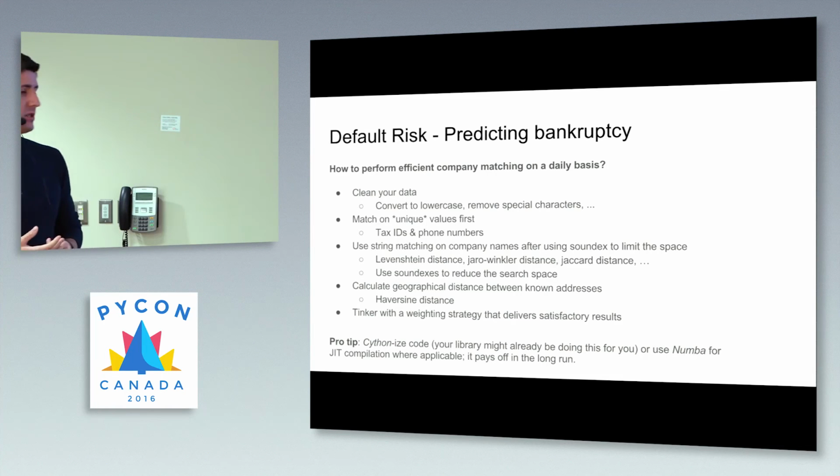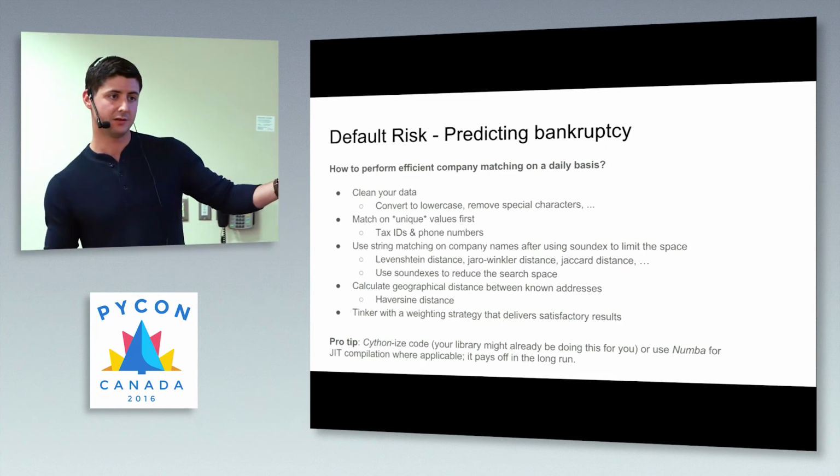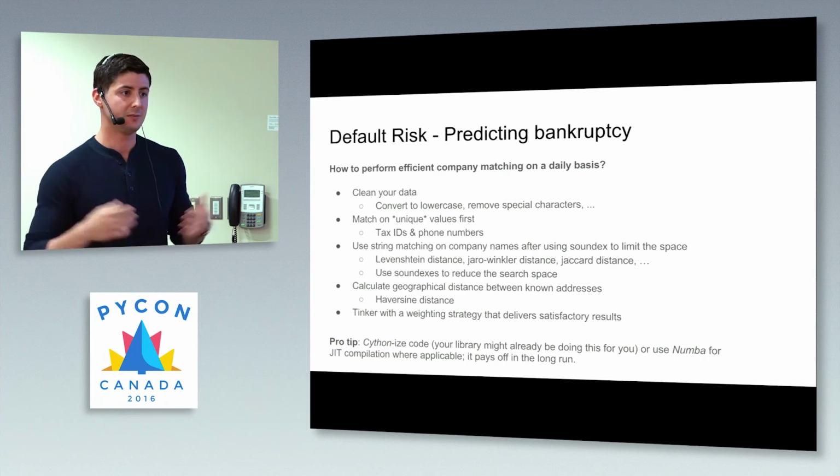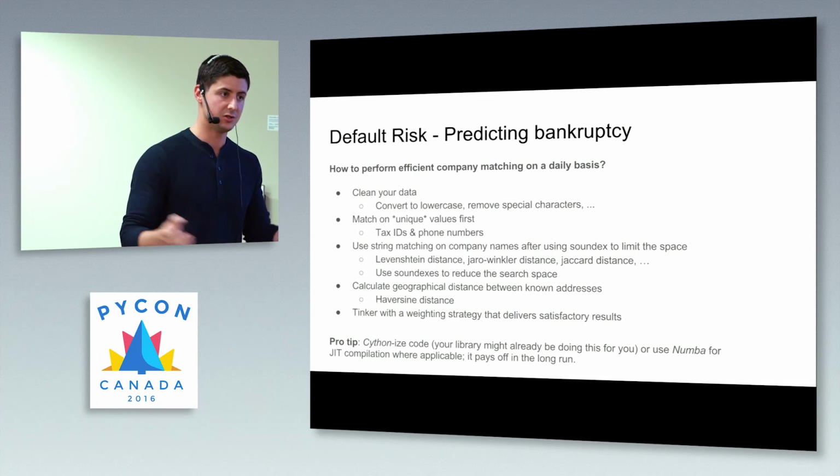And then because I have addresses on both sides, in the bankruptcy data and in the C2FO database, we can simply calculate the Haversine distance between the two locations.